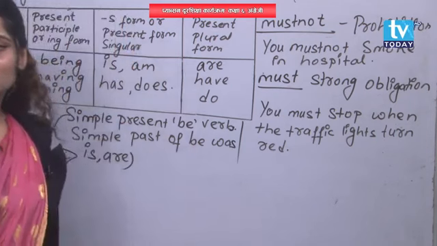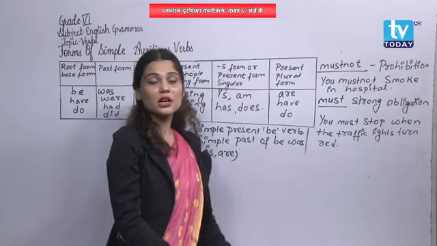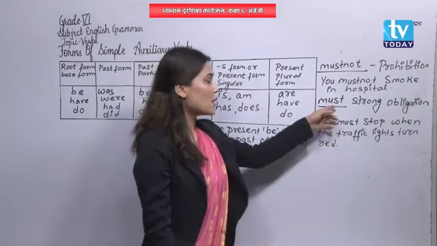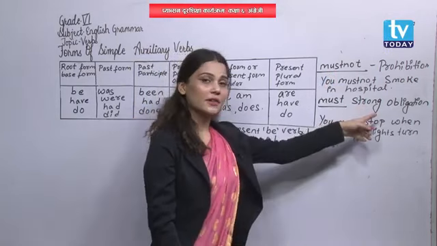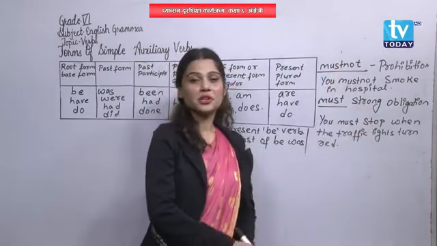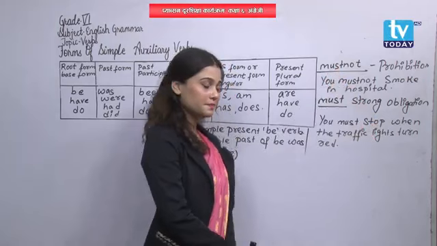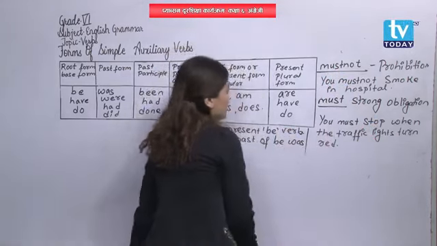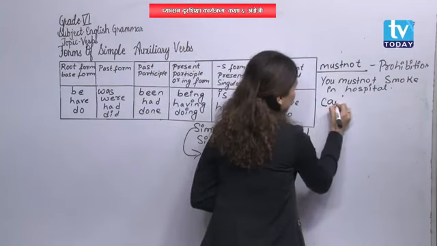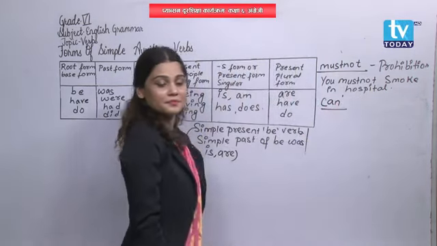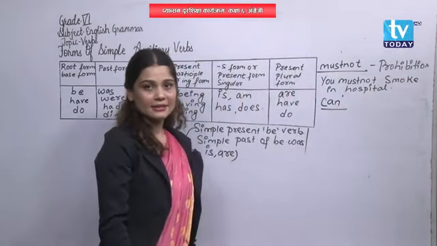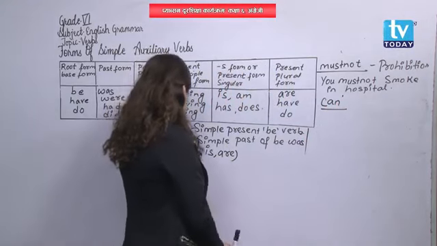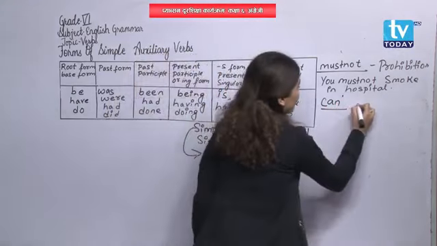Can you tell me, my dear students, what will be another example of modal auxiliary verbs? Must, must not, must obligation, must not prohibition. What will be another? Can. What is this? This is an ability.